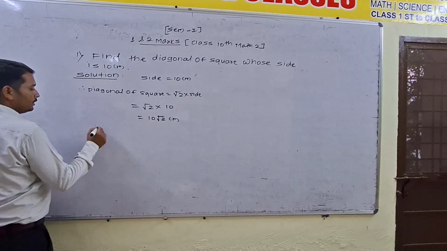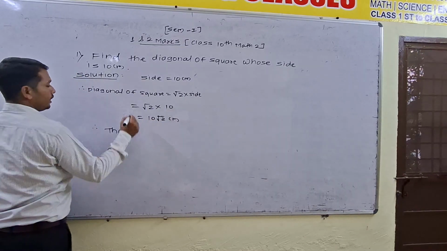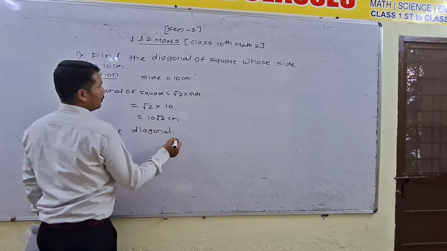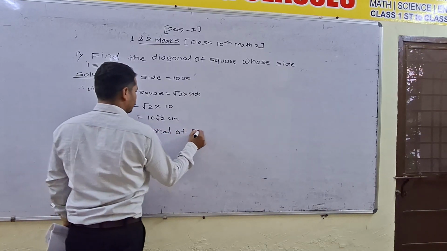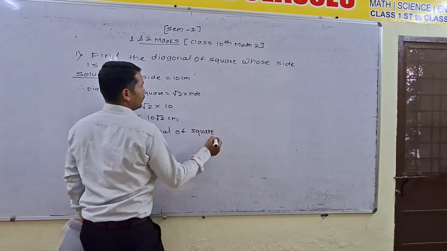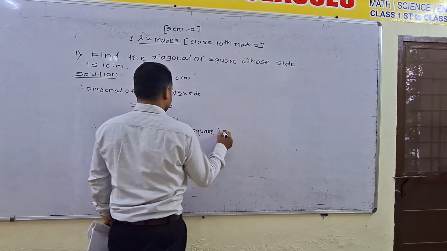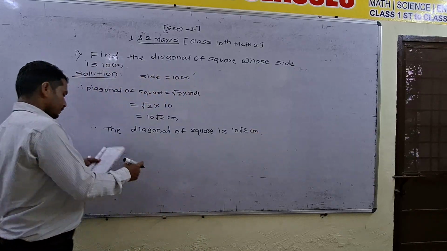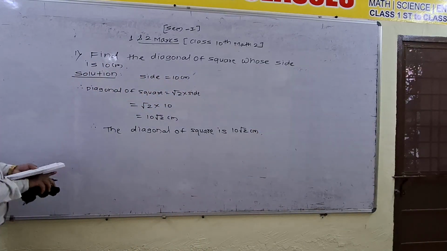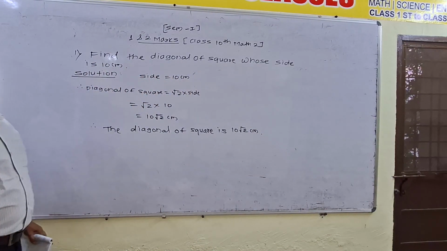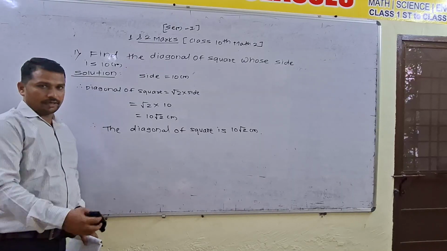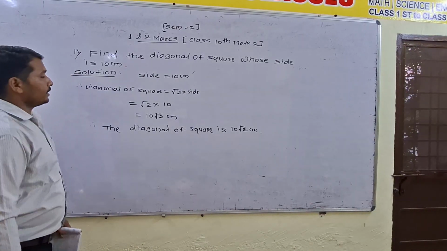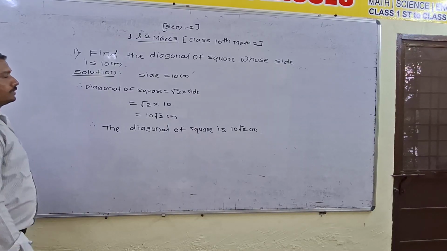So write down there, the diagonal of the square is 10 root 2 centimeter. That is the right answer. Write down the second question. Are you done? Okay, write down there quick and fast. Now we know that for the second question, we try to solve again.